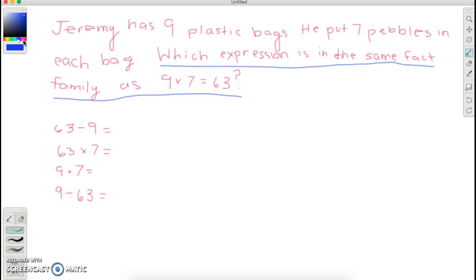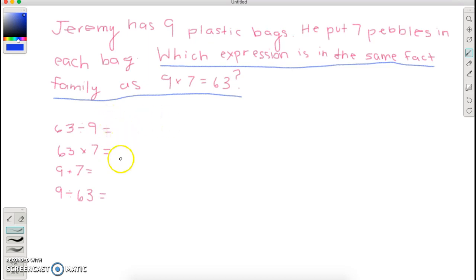What a fact family is, it's a group of 3 numbers that can be combined to create 4 math equations or 4 math sentences. There are 2 types of fact families: the addition and subtraction fact families, and the multiplication and division fact families. Right here, we see that this is a multiplication sign. So we know that 9 times 7 equals 63 is going to be part of a multiplication division fact family. In those fact families, all 4 math equations that you get out of it have multiplication or division in them. There's no addition and subtraction.